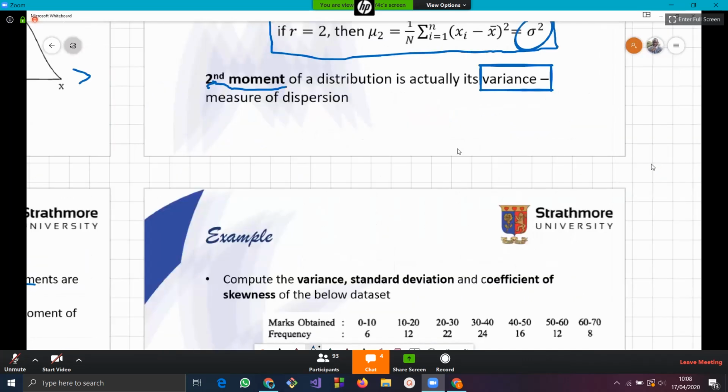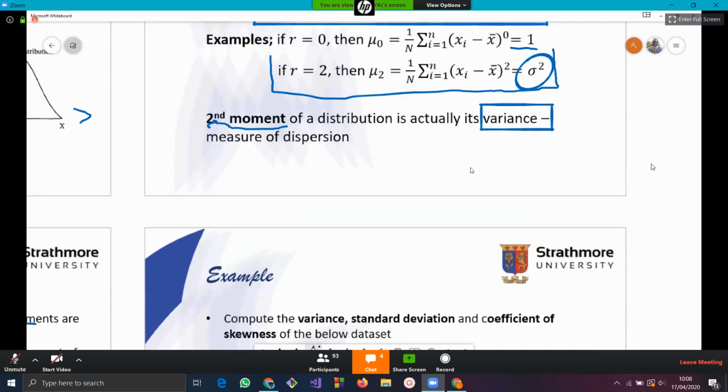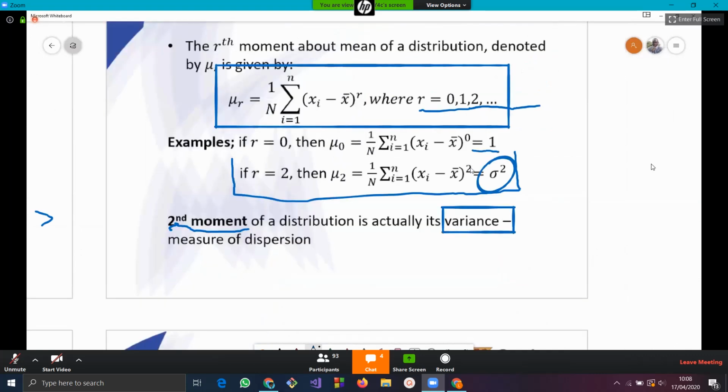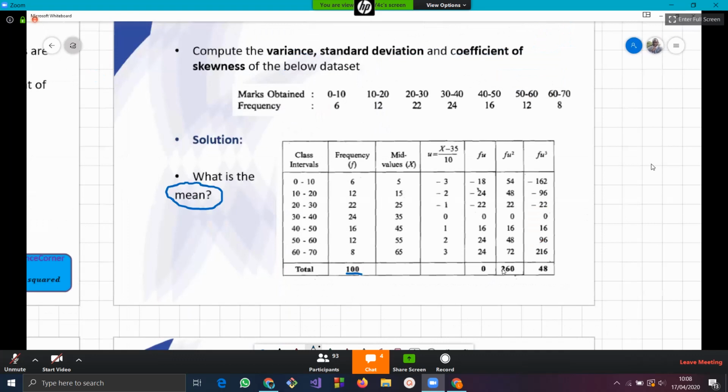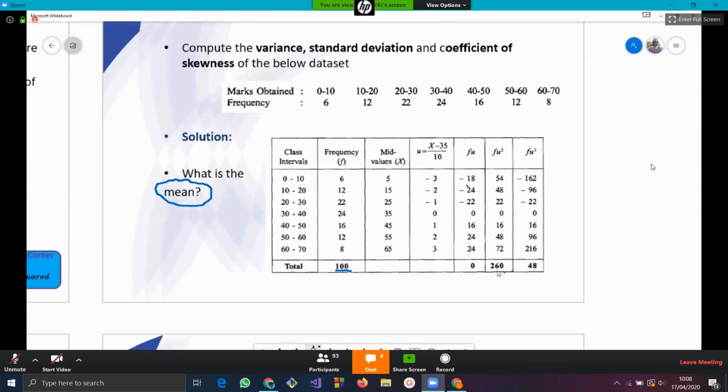After taking deviations from the mean, I raise it to the power, so it's the second moment. I do the summations, which we have already done in the table. Then we're supposed to divide by n. Our n is 100. We have 100 items. That's why we have 260 down here. So the second moment will actually be 260 divided by 100.